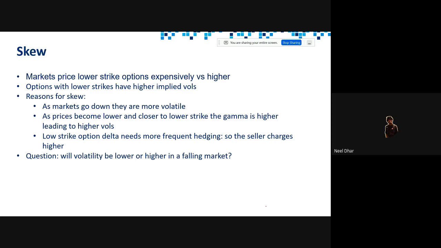So this is a Q of what exactly? The skew in the volatility. So I'm saying a call option for a lower strike versus a higher strike will have a higher volatility compared to the implied vols of a higher strike price for the same maturity. So this is the skew, the mismatch.